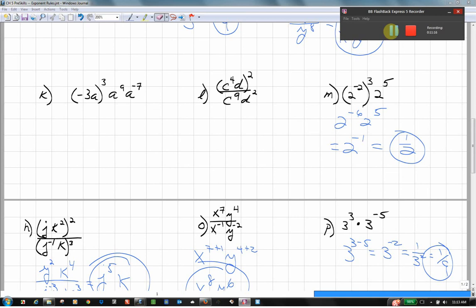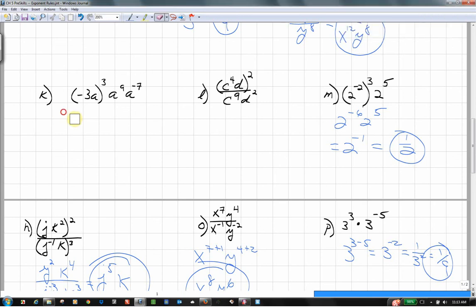So on the letter K, this 3 exponent will distribute to the negative 3 and the a. So we have to be careful here. The 3, which has a negative on it, that does not affect the exponent. So it's not going to drop to a denominator. This is going to be a negative 3 cubed. So once again, that negative on that 3 is just a sign. It's not going to cause that to drop to a denominator or go over the fraction line.